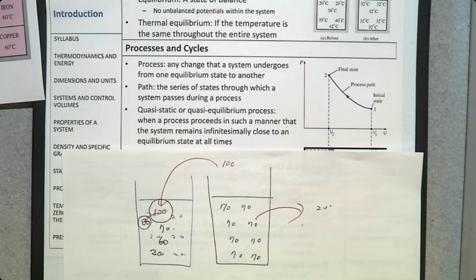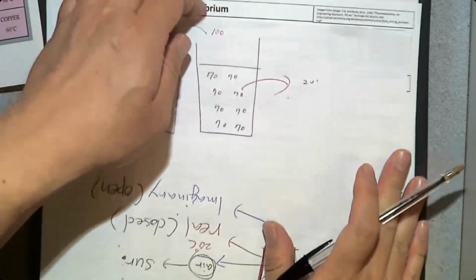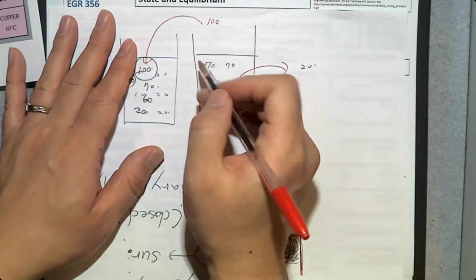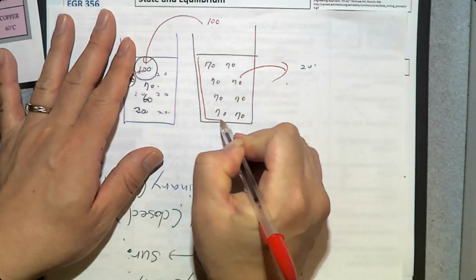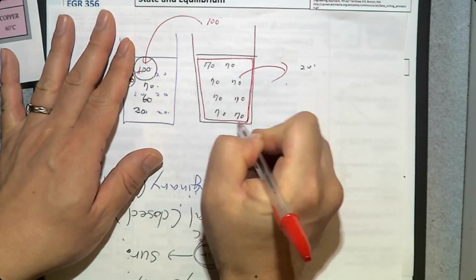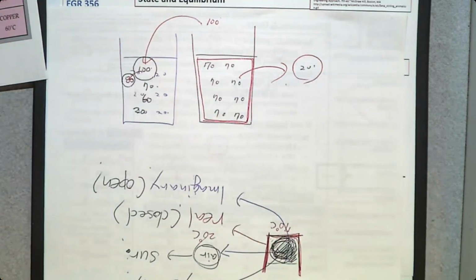Process. Any change that the system undergoes from one equilibrium state to another equilibrium state. So when we do a thermodynamic analysis, that means there is a process. So let's talk about that coffee example again. Initially we had thermal equilibrium, so 70 degrees Celsius everywhere, and the surrounding is at 20 degrees Celsius.